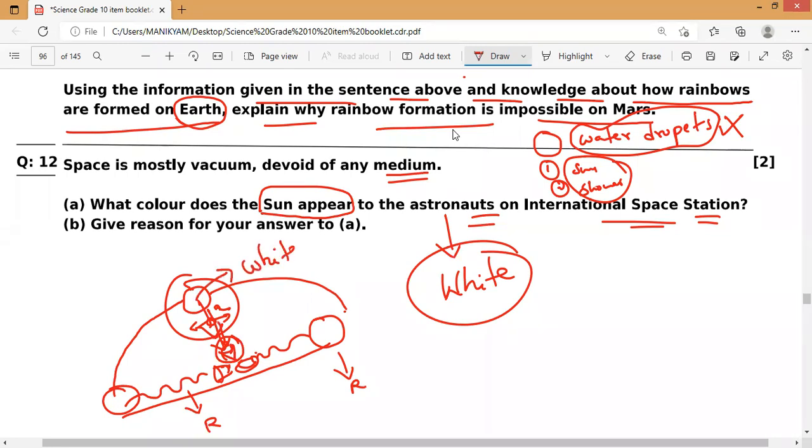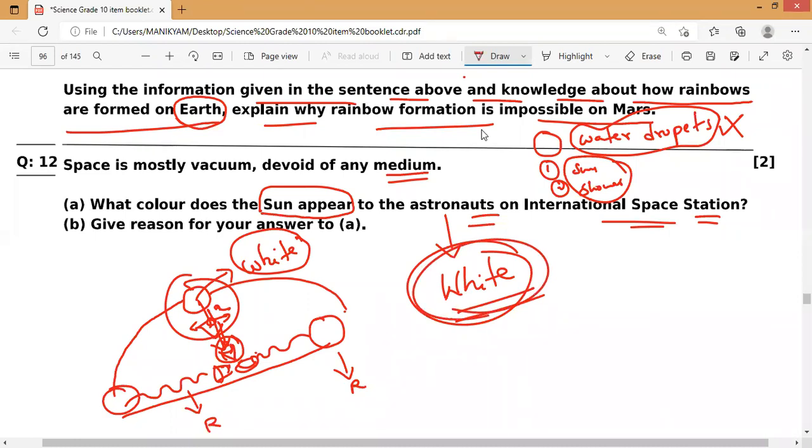White color. So that is what I am saying. If no scattering of light takes place, what is the color of the sun? Everybody. Black color. If no scattering takes place, what is the color?